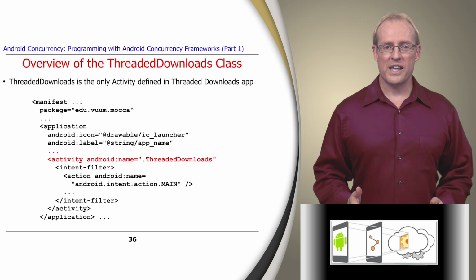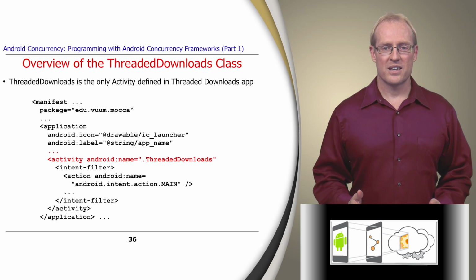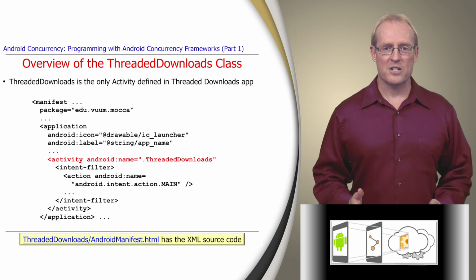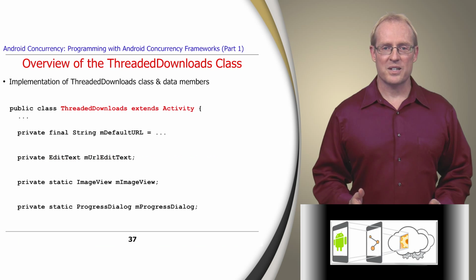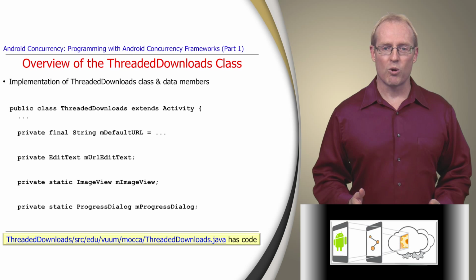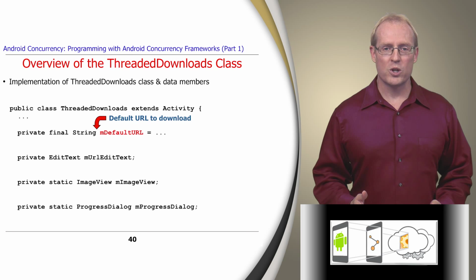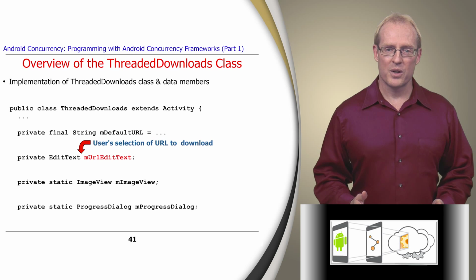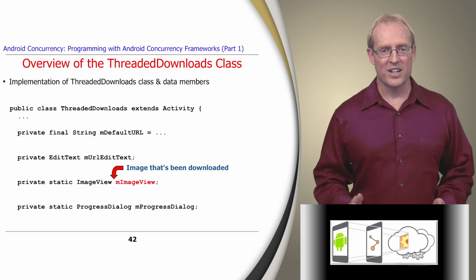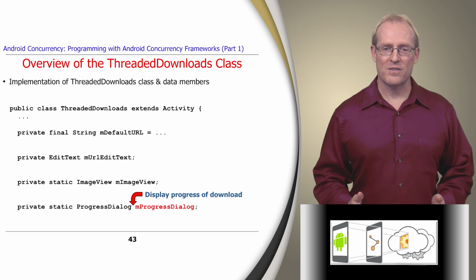The one and only activity in the threaded downloads application is the threaded downloads class, specified in the Android manifest file shown earlier. This class extends the Android activity base class and contains several data members used by the concurrency models to determine which URL to download and how to interact with the user. In particular, its data members indicate which URL to use by default, where to store the URL requested by the user, where to store the downloaded image, and how to display the progress of the download.